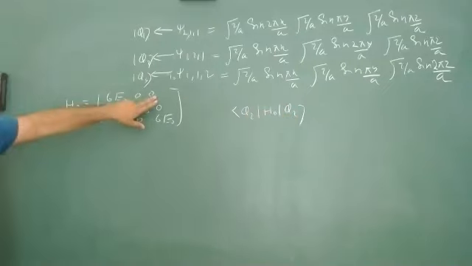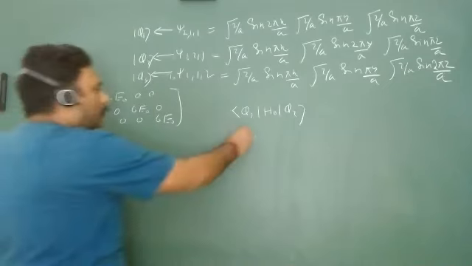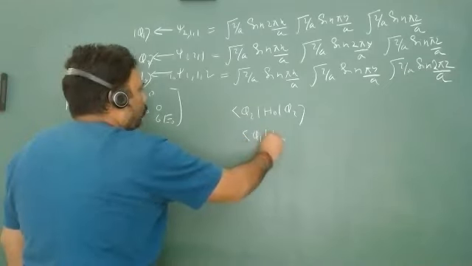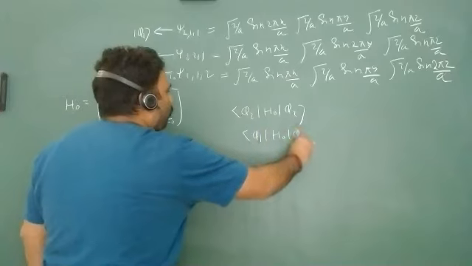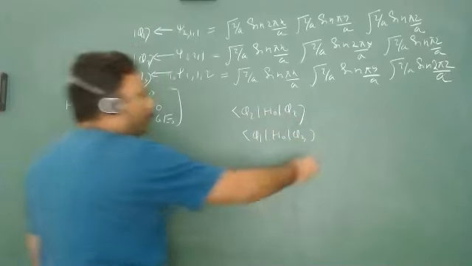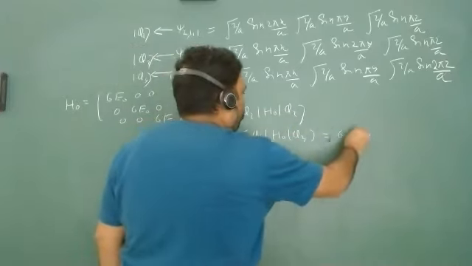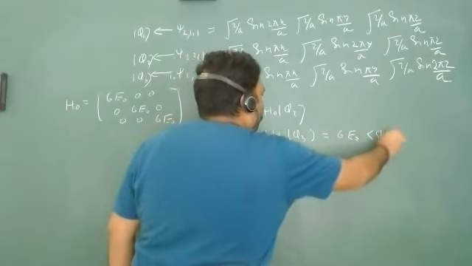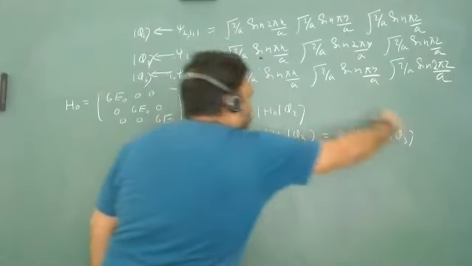What will be this element? Sir, 1 3. So this will be phi 1 H naught phi 3. H naught will operate on phi 3. What will you get? 6 E naught. And you will get phi 1 phi 3, so this will be 0.